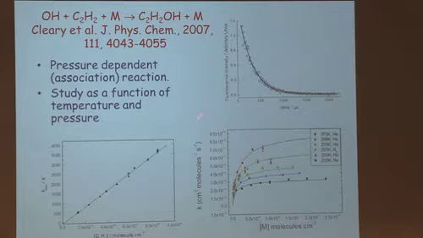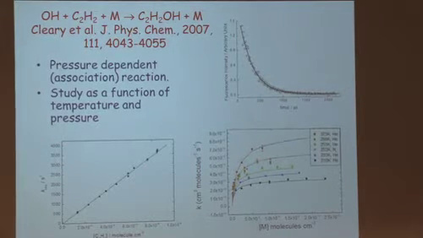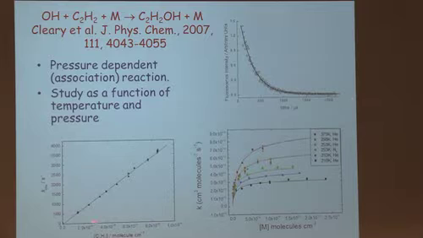Here's an example of a decay curve at a single set of conditions. Here's a plot of the observed pseudo first order rate coefficient, what I call K prime, versus the acetylene concentration. You see a nice straight line. And from that, we can get the second order rate coefficient at a particular pressure and a particular temperature. And then we repeat the experiment at a range of temperatures and a range of pressures. We can then analyze that, and I'll talk a little bit more about that tomorrow.